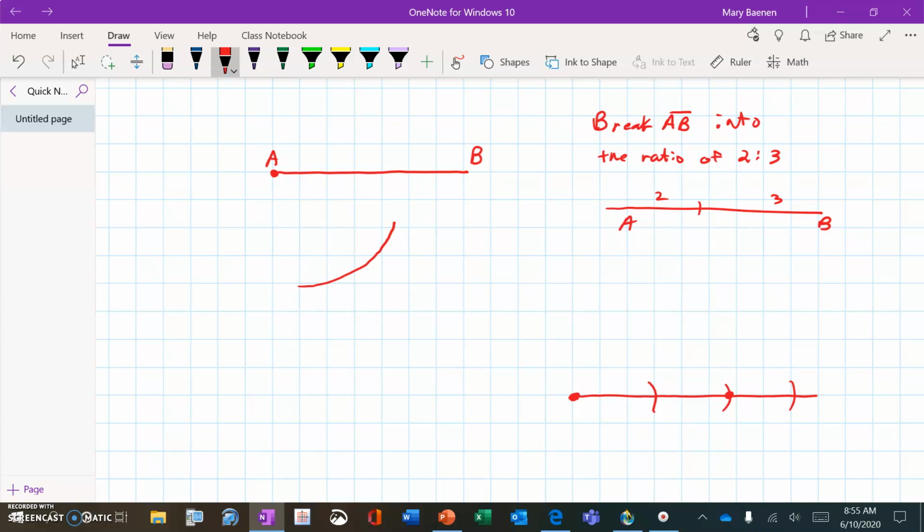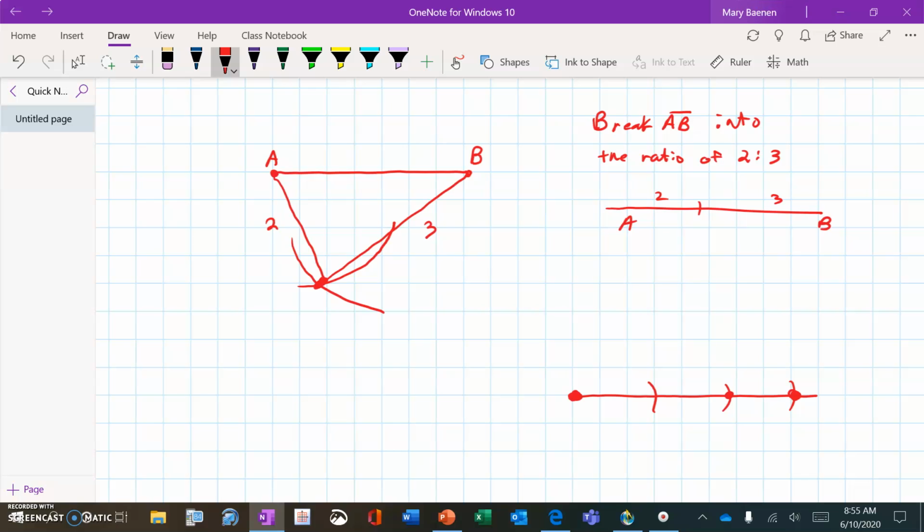Okay, then I need a side that is 3 units. So I'm going to open up my compass from here to here. That's 3 units long. I'm going to stab in at B, and with that opening of 3 units long, I'm going to make an arc. The point where they intersect, if I connect it to A, that's the side of a triangle that is 2 units long. And if I connect it to B, that would be a side of a triangle that is 3 units long.